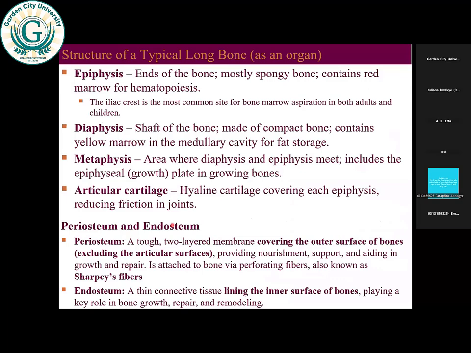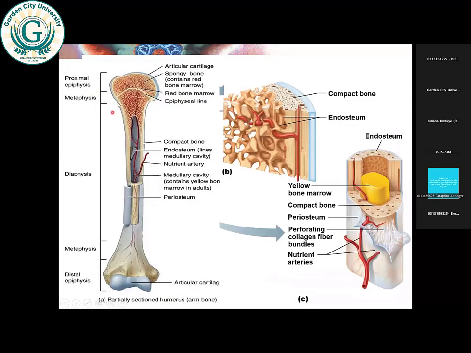Let me just do the bones, then you appreciate that one. Fine. Now, this is a bone. The ends of bones are called epiphysis. The shaft of the bone is called diaphysis. Between the epiphysis and the diaphysis, there's the metaphysis. At this point, fibrocartilage is the strongest.